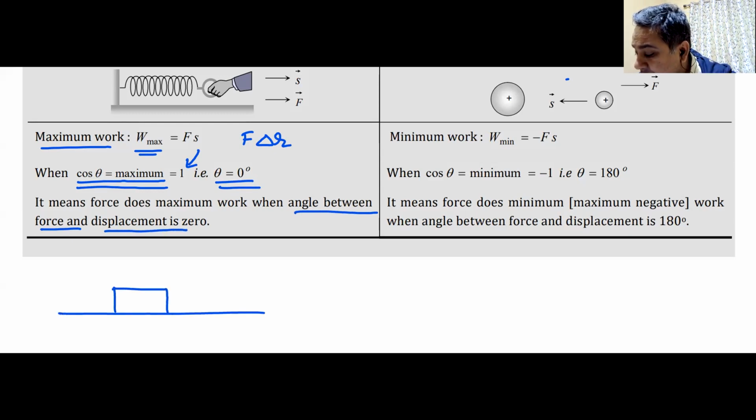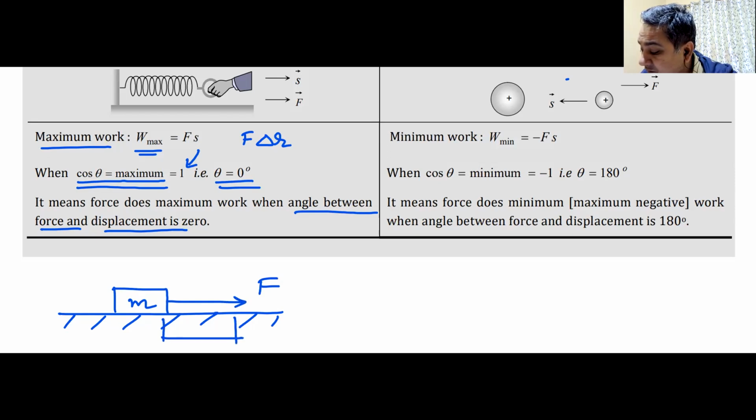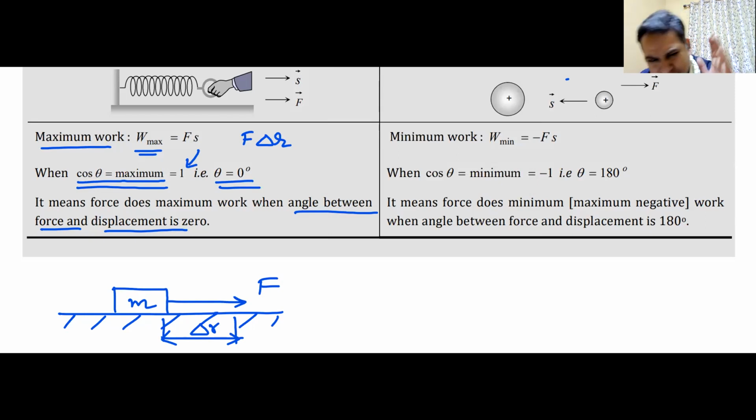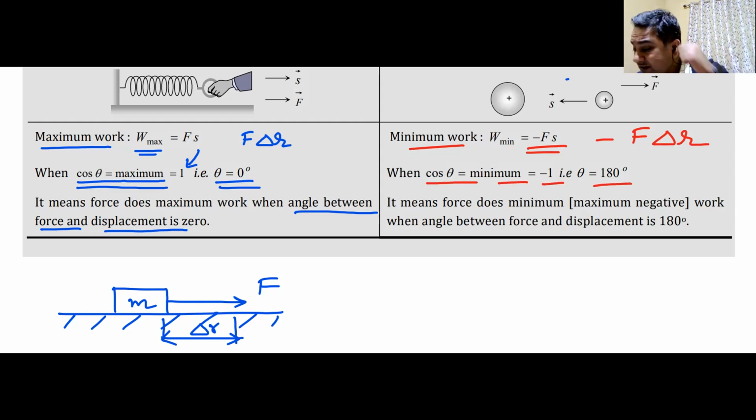So if you have to move a block of mass m, and you are applying a force, and you want maximum work to be done by this force, that force should be applied in the direction of displacement. If the displacement is in the forward direction, as in this case, the angle between force vector and displacement vector must be 0, and then you will have maximum work done. If you want the work done to be minimum, by minimum I mean negative maximum, so it's better to call it negative maximum than minimum. The minimum work will be minus F into dr, and that will happen when the value of cos theta is maximum on the negative side, minus 1, or theta is 180 degrees.